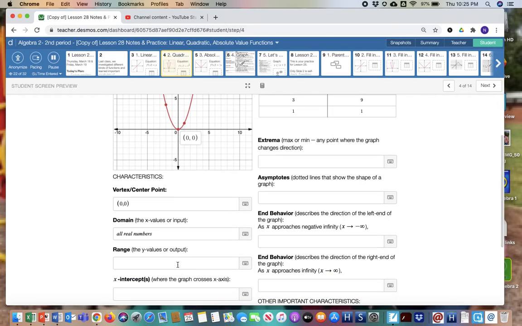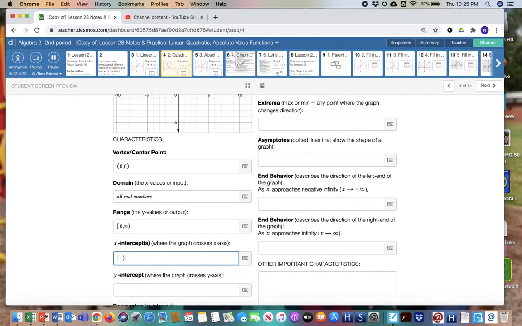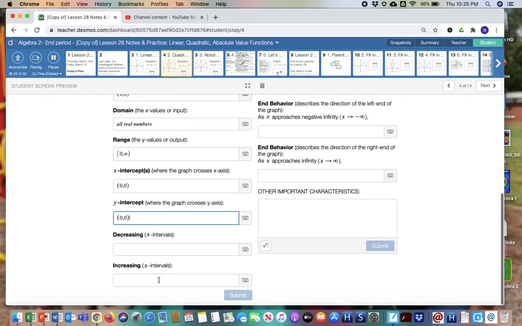Now it could be 0, so that's why we have this 0, up to infinity. So to show that it could be 0, we're going to put a bracket here. So bracket 0, comma, infinity with a parenthesis. All right, x and y intercepts. Well, that's the x, y intercept. It's still 0, 0. Okay, decreasing and increasing intervals.